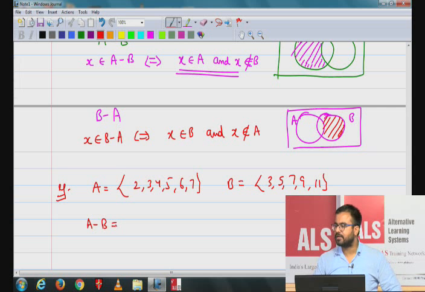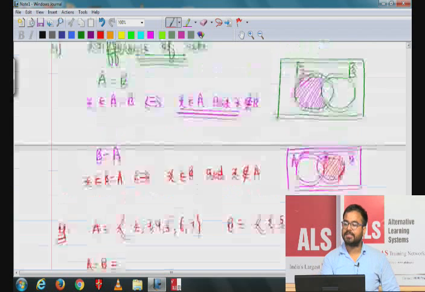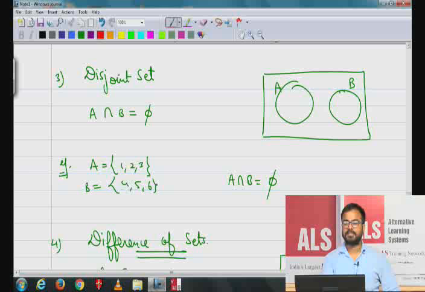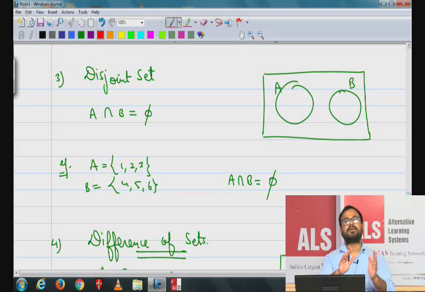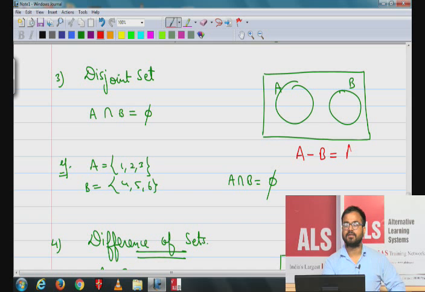okay, Shillong, you are asking what about A and B in a disjoint set? In a disjoint set, there is nothing in common in A and B. So if you subtract B from A, the result will be only A because there is no element in A which belongs to B. So A minus B will still be A. Or if you do B minus A, that will still be B because there is no element which is common to both of them. Getting it, Shillong?